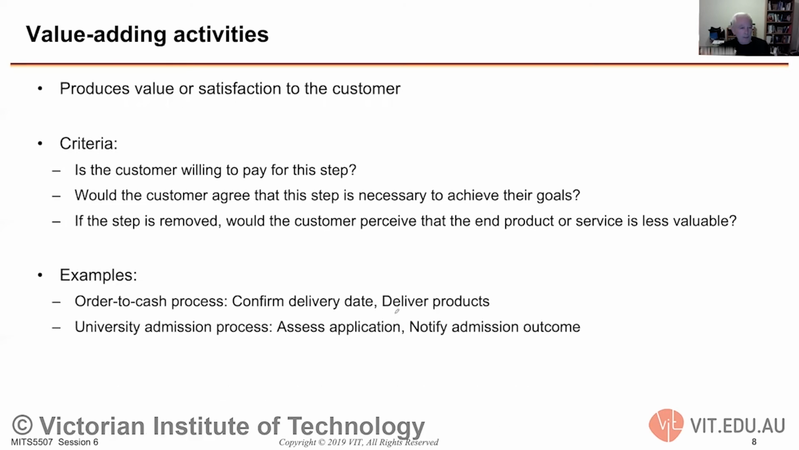Here's an example again: an order to cash process. Somewhere along the line, an order is placed. Now, what happens in between when an order is placed and we actually receive the cash for what we've done? A few things might happen. Confirming the delivery date might be one of the things we do, and delivering products. If we have a university admissions process, for instance, as we talked about last week, we need to assess an application and then notify the applicant of the outcome.